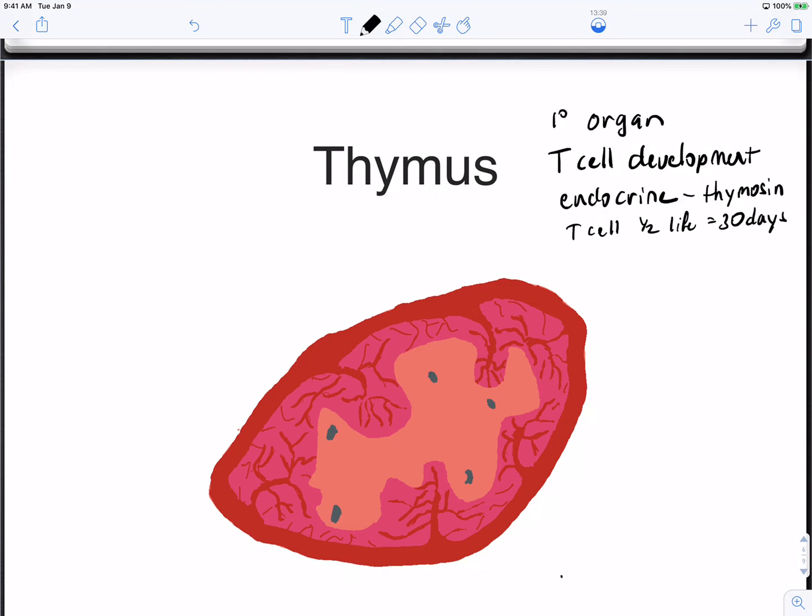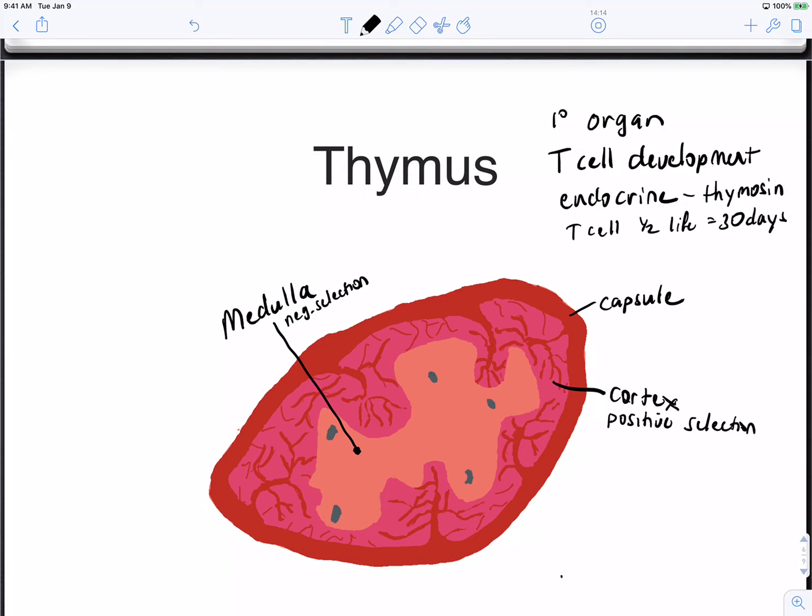Okay, so your thymus is made up of a medulla, which is this center pink region. And in the medulla, you'll undergo what's called negative selection. And we'll talk about that in a future lecture. And you also have your capsule. So this is encapsulated. You have your cortex. And this is where you undergo positive selection. You have a thymic lobule. And then you have, of course, the interlobular septum, which is here.